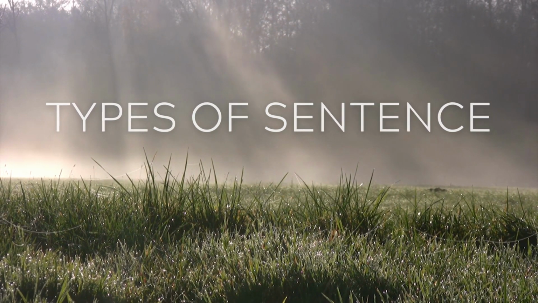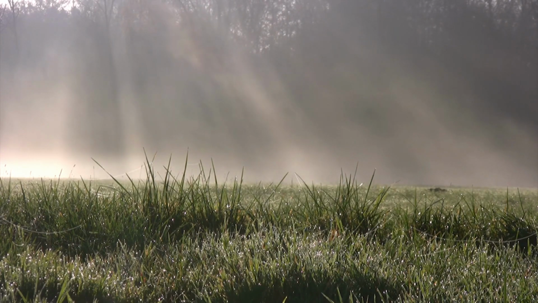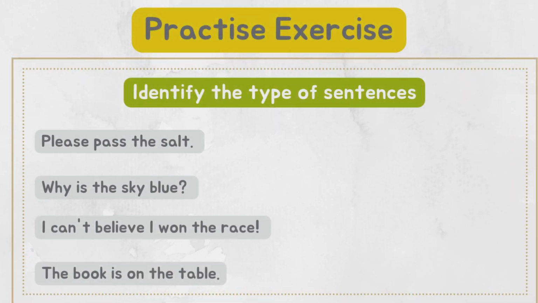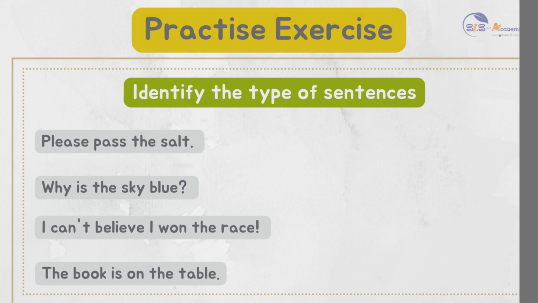To further strengthen your grasp on this topic, let's put your knowledge to the test with a practice exercise. Here are your sentences. Your task is to identify the type of sentence for each of these. Pause the video here and take a moment to think and identify the type of sentence for each of these sentences. This exercise will help you reinforce what you have learned about the types of sentences and give you the confidence to identify them in various contexts.